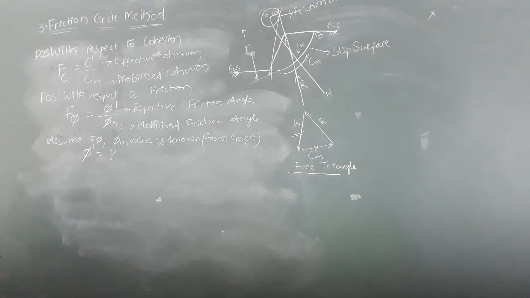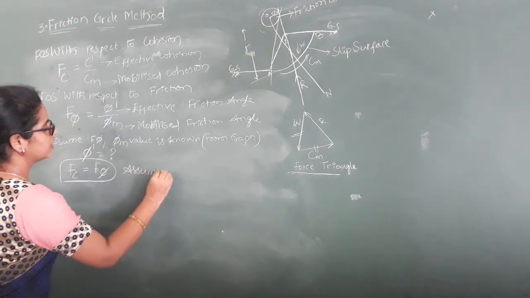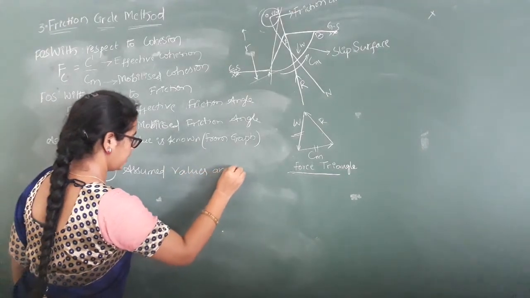So what do we do now in the third step? We equalize these two, Fc and F phi. If these two come out to be equal, then the values that we assumed will be correct. The assumed values are correct if this happens.